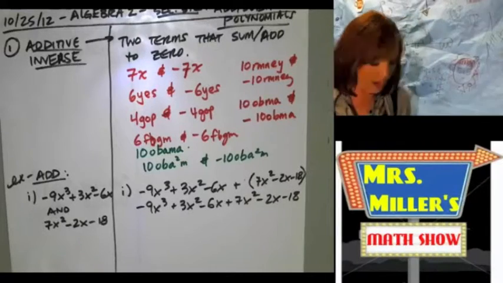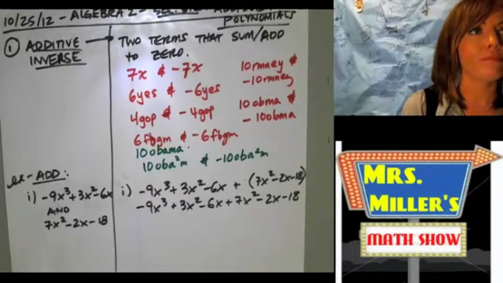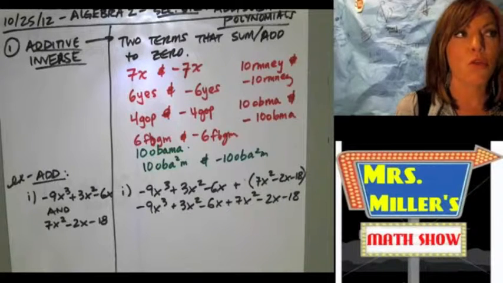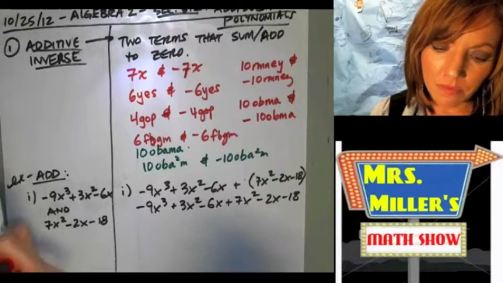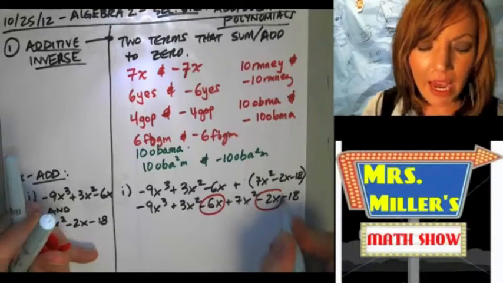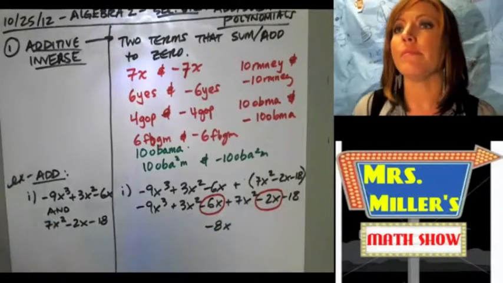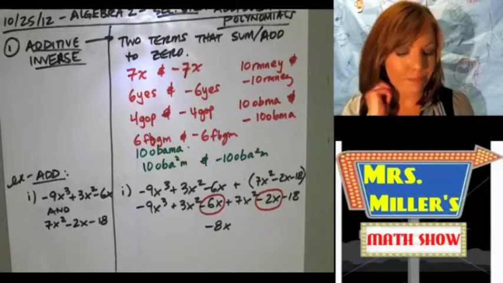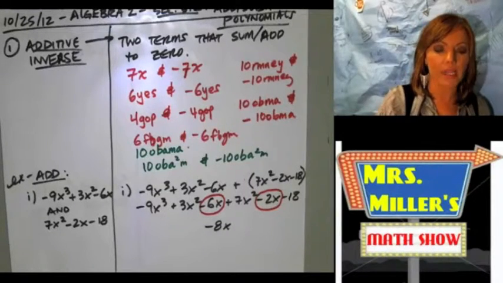Can anybody pick out any like terms in here that we can combine? Thane. Minus 2x and minus 6x. Negative 2x and negative 6x combine to make how many x's? Negative 8x. All right, give it up for Thane. Yay, Thane. Okay. Can anybody see any other like terms here that we can combine?